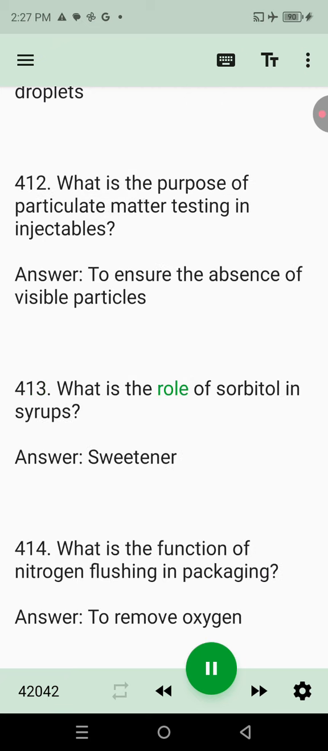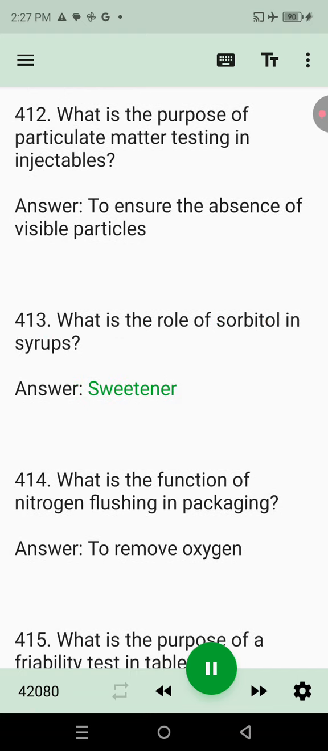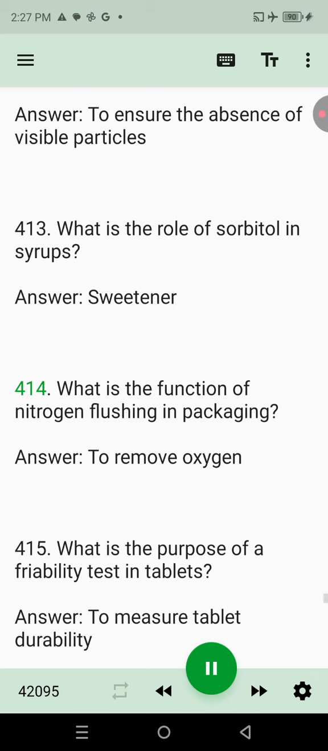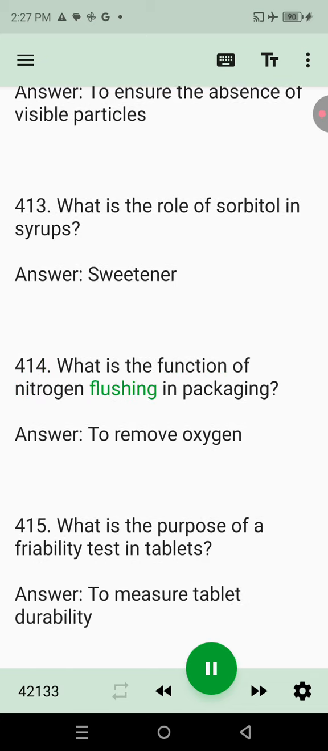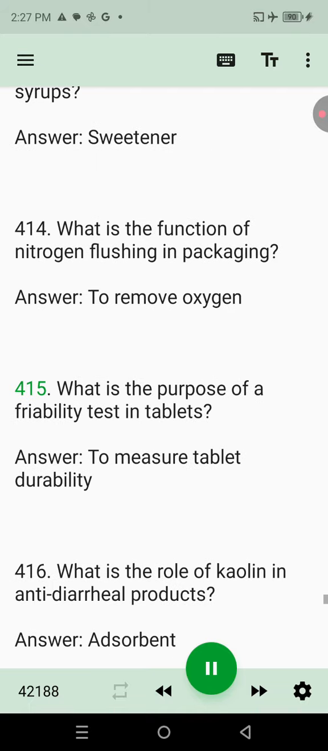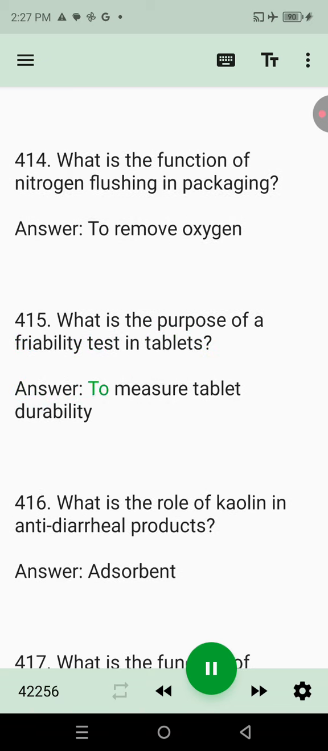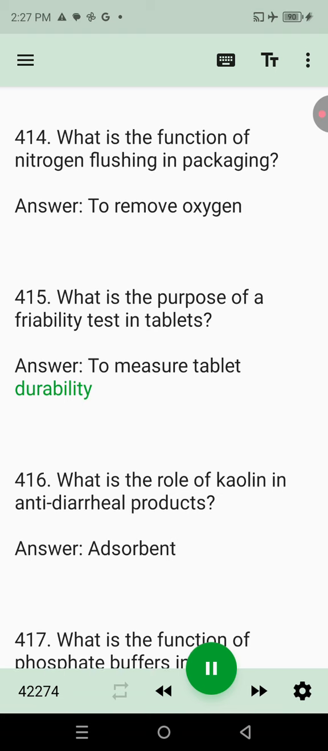413. What is the role of sorbitol in syrups? Answer: sweetener. 414. What is the function of nitrogen flushing in packaging? Answer: to remove oxygen. 415. What is the purpose of a friability test in tablets? Answer: to measure tablet durability.